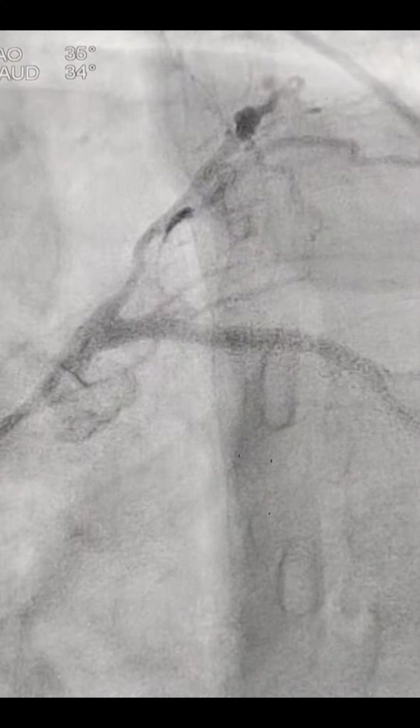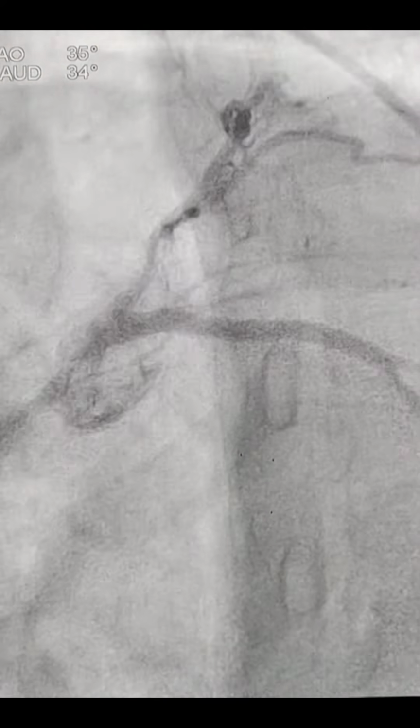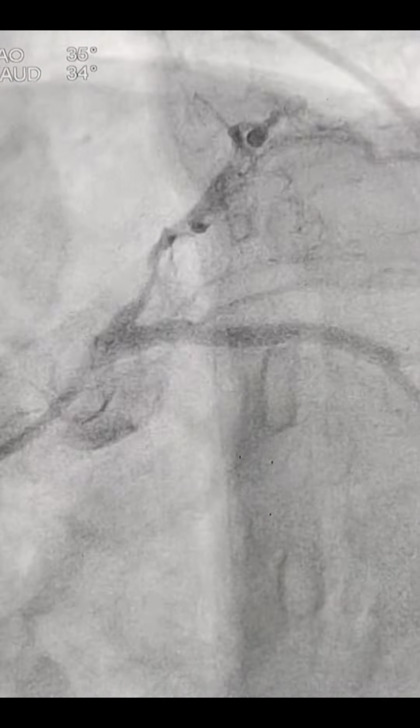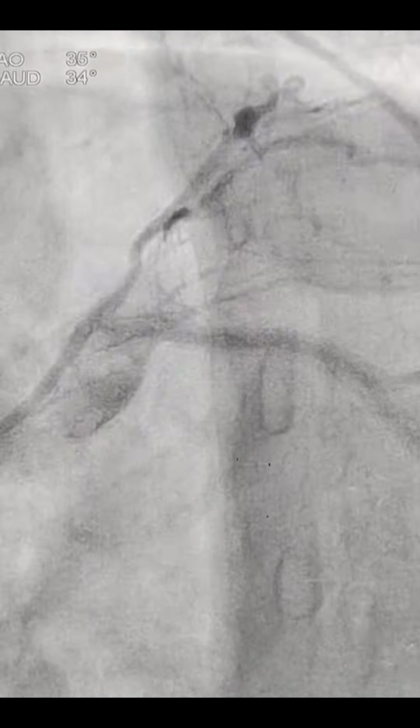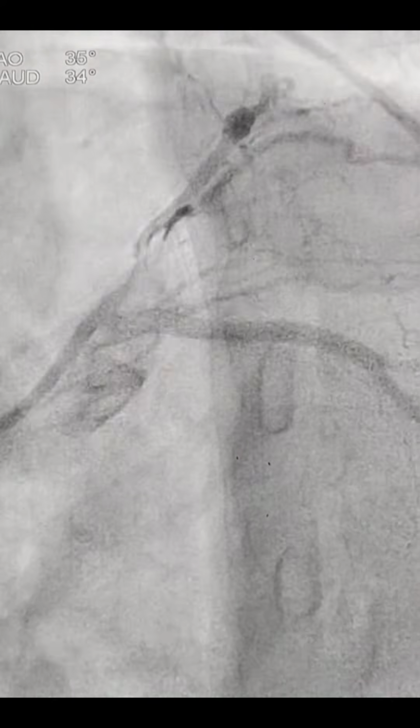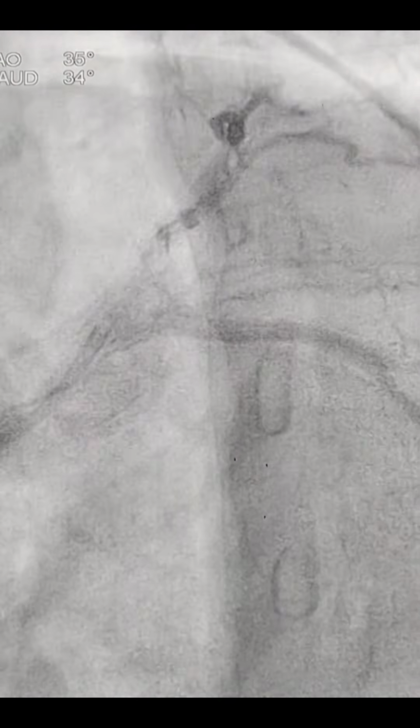nail the ostium for the ostial LAD, in which we can keep one or two struts in the bifurcation area, and in the proximal LAD we put a stent. That is called the nail the ostium technique for the ostial LAD.